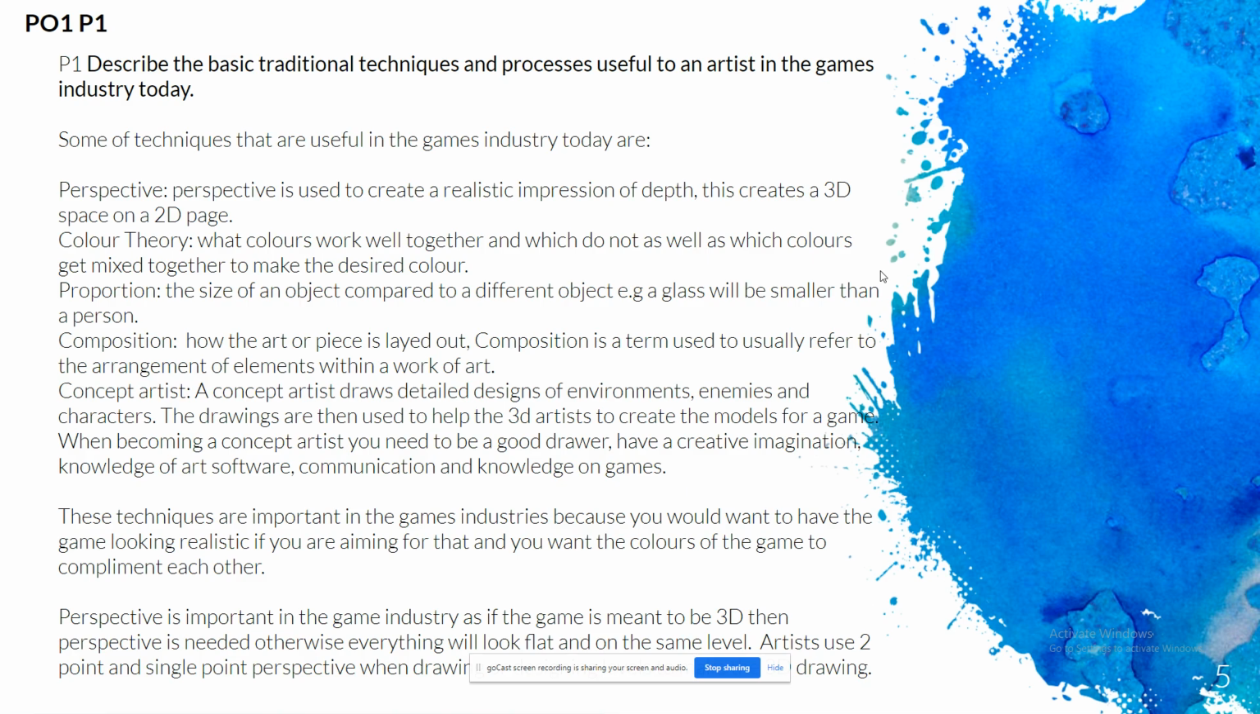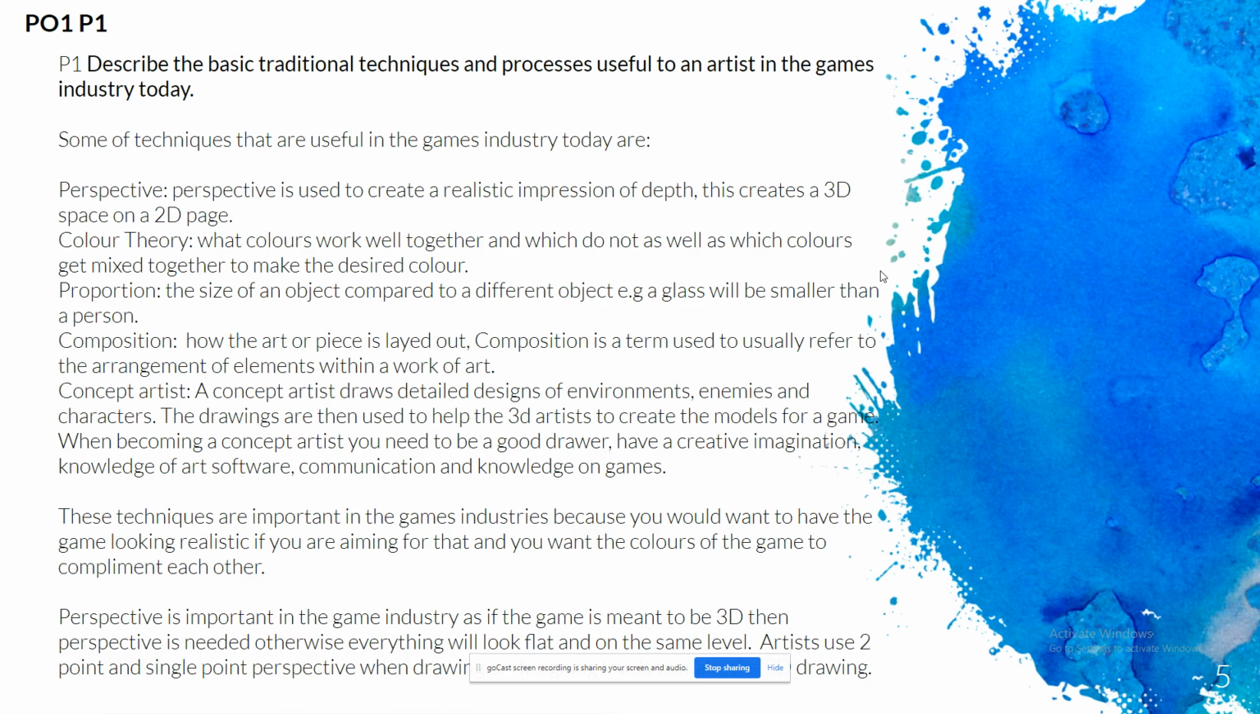PO1. Describe the basic traditional techniques and process useful to an artist in the games industry today. Some techniques that are useful in the games industry today are perspective. Perspective is used to create a realistic impression of depth. This creates a 3D space on a 2D page.